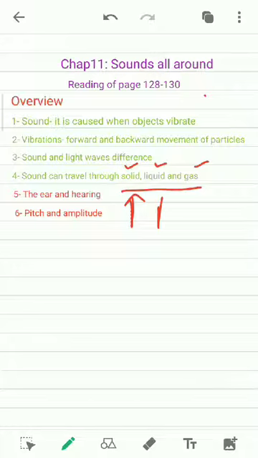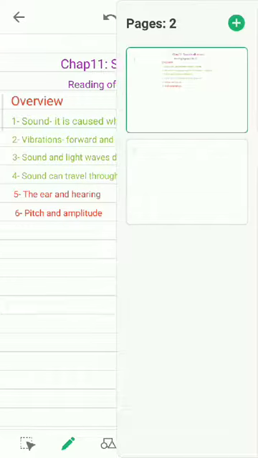Okay, coming to today's topic. Today we'll be learning about the ear and hearing, as I think we already did in our previous term regarding the structure of the ear. It's coming again, so we'll be going through it again. Then we'll be learning about pitch and amplitude, what these are and what their difference is.